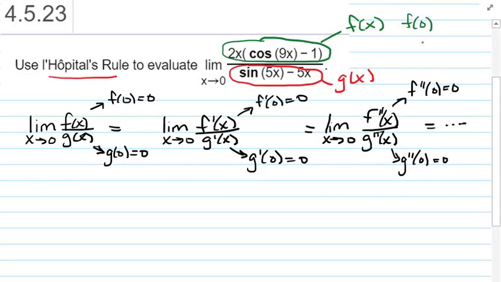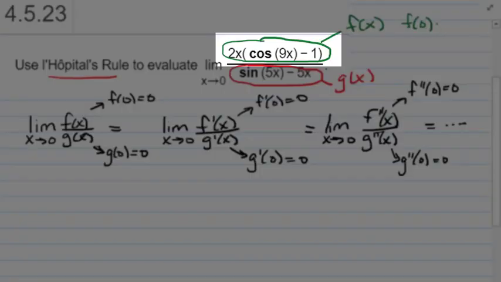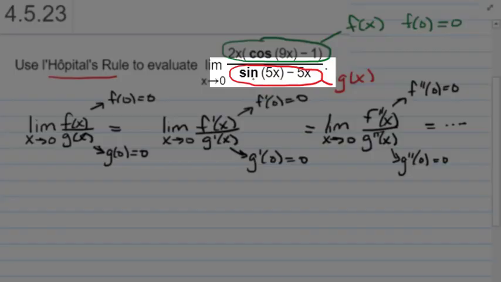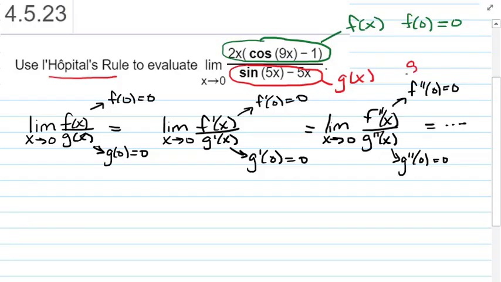Let's check. F of 0, we're going to have 2 times 0, multiplied by the whole quantity in parentheses. So no matter what's in those parentheses, 0 times that is going to be 0. And g of 0, sine of 0 is going to be 0 minus 5 times 0 would also be 0. So g of 0 is 0 minus 0. So that's 0 as well.